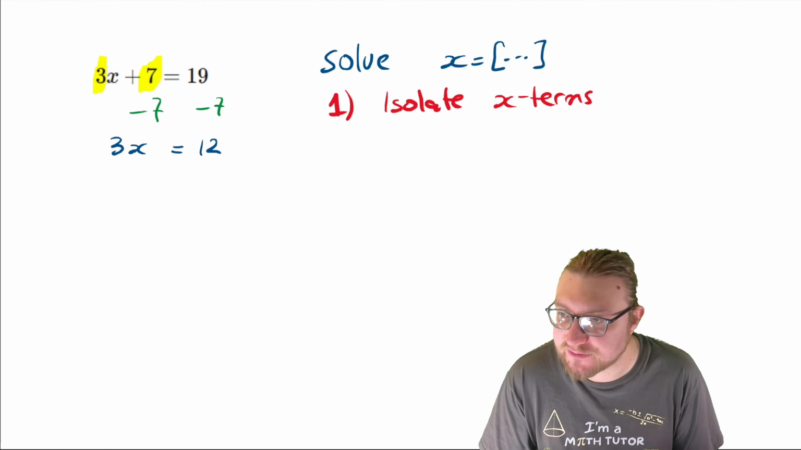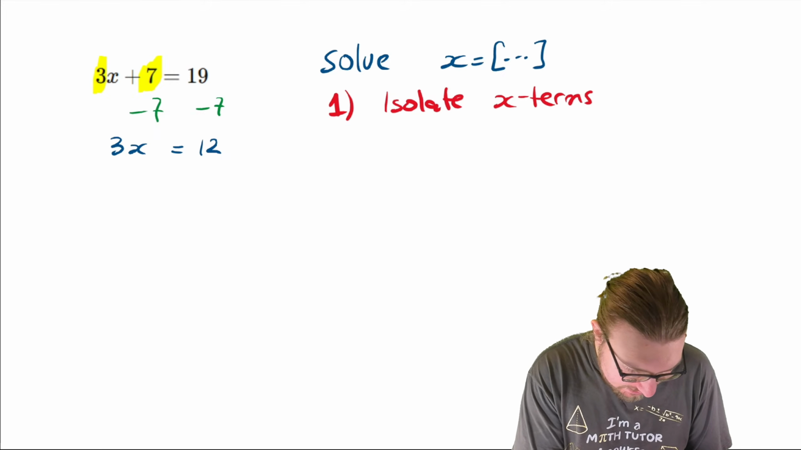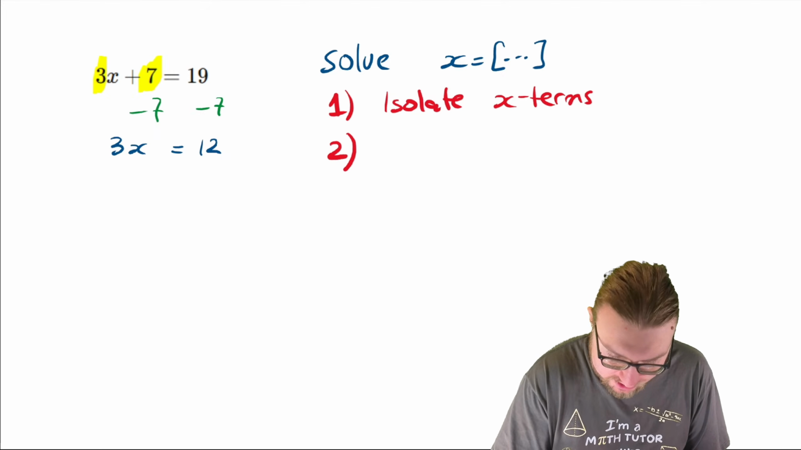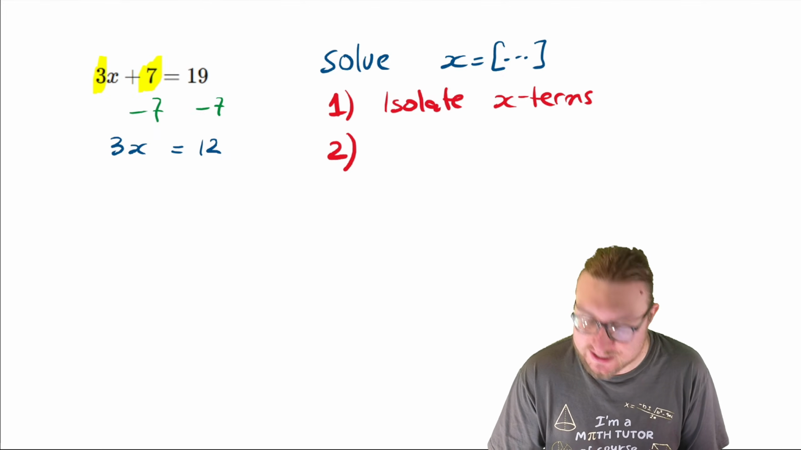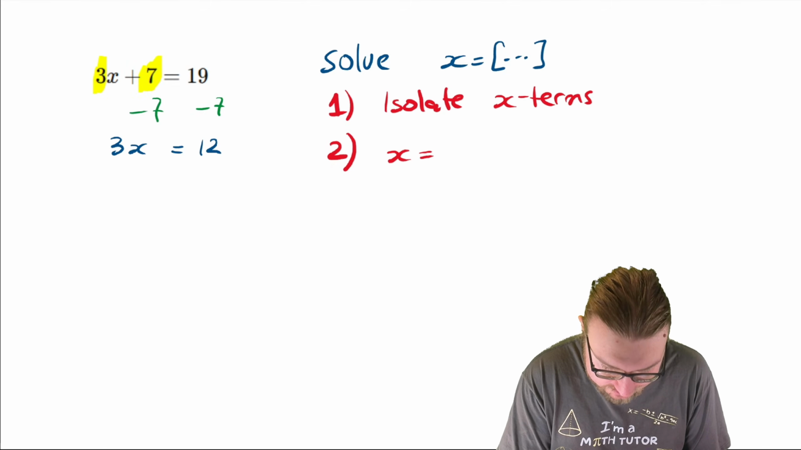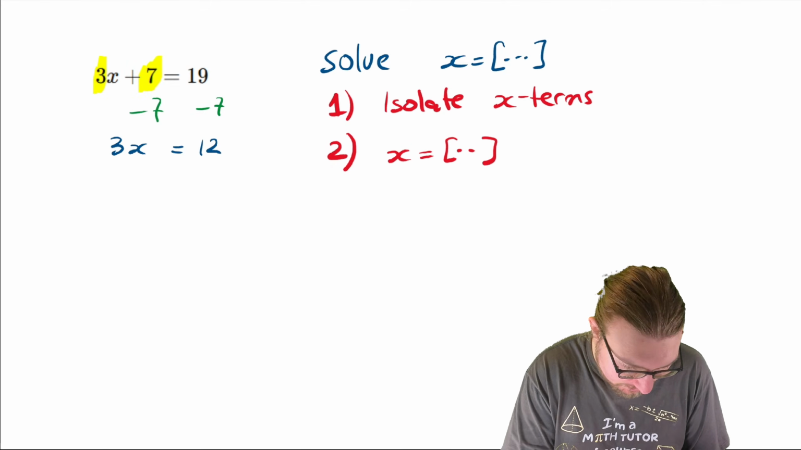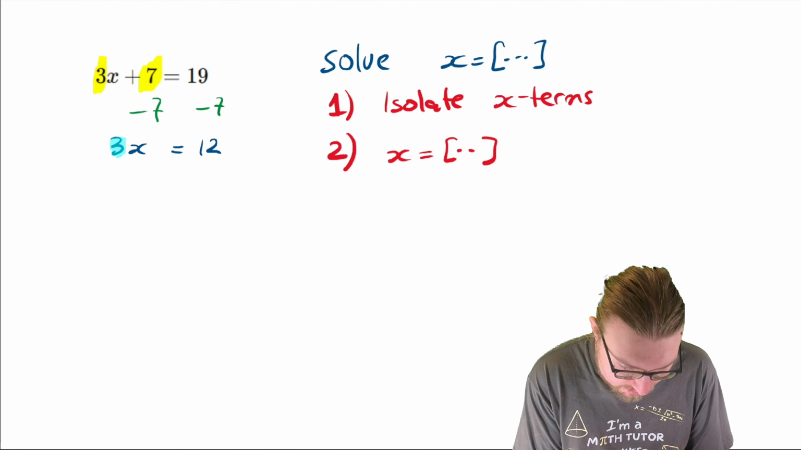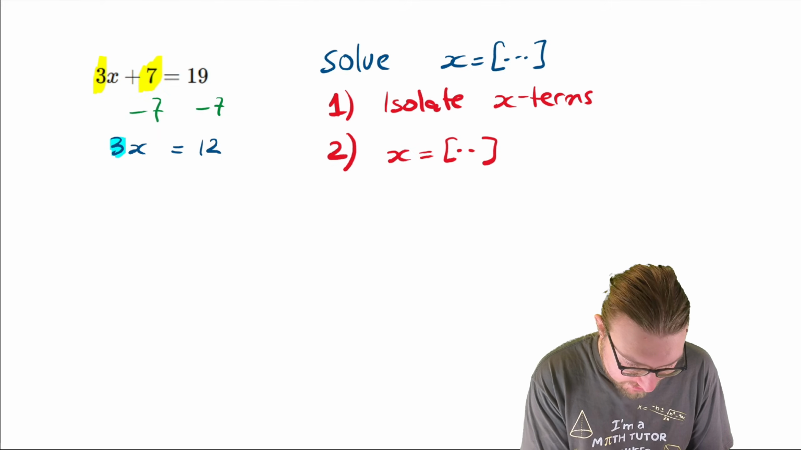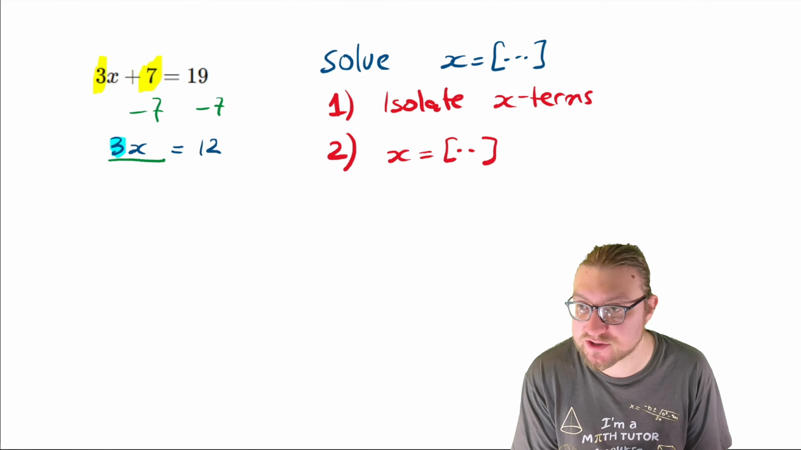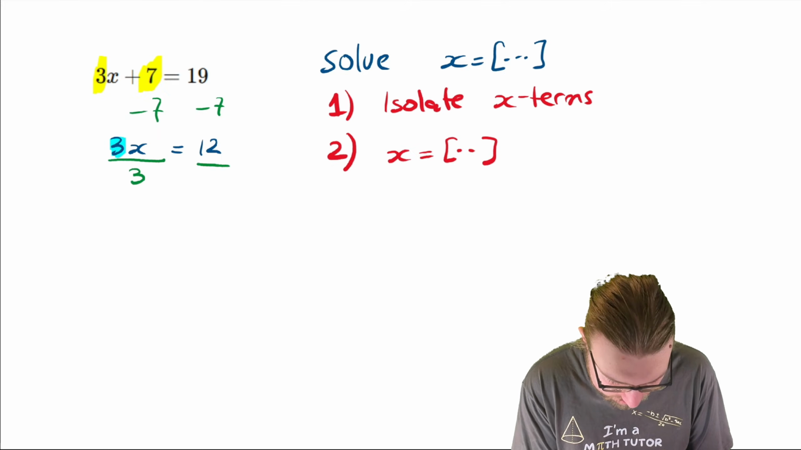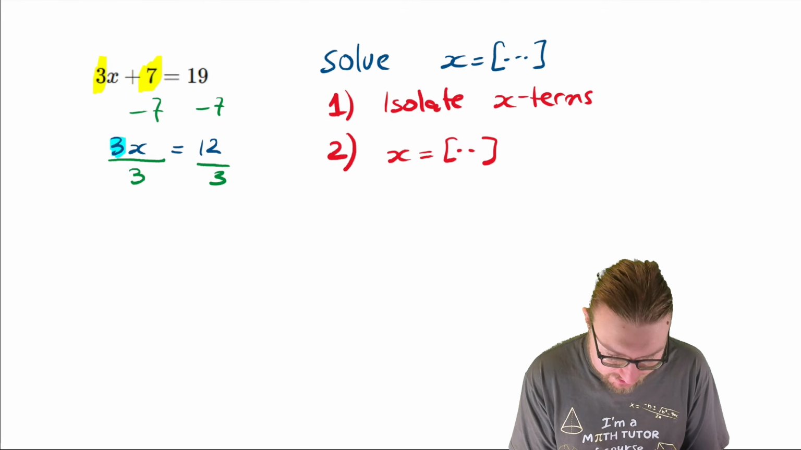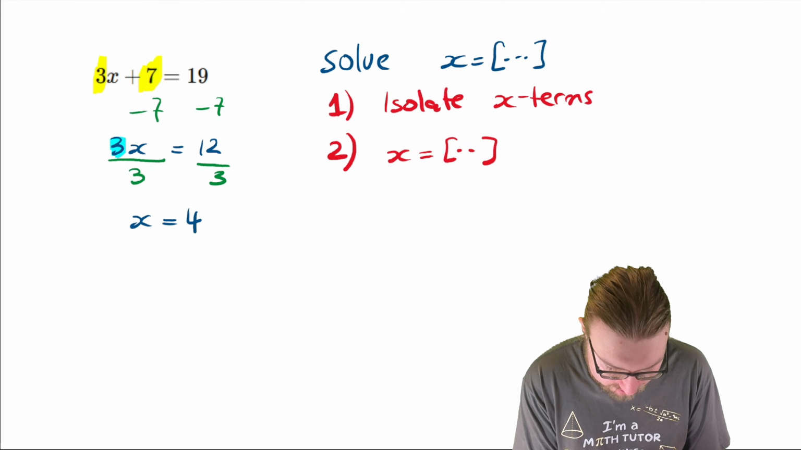I assume so far everyone is very happy with this, and that's why we're going straight to step 2, which is to get x by itself. Now in this case we have a 3 in the way that still needs to go, and we are dividing both sides by 3 because it's 3 times x. So we're going to divide both sides by 3 to get x is equal to 4.